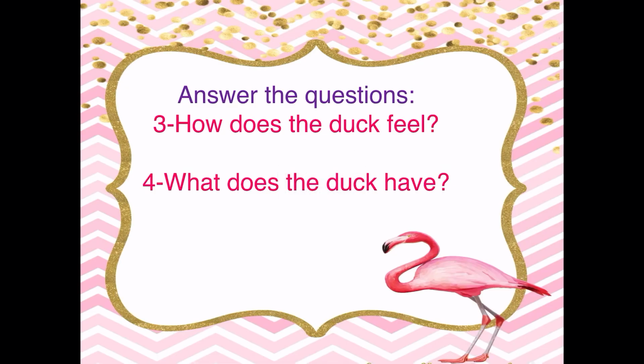And question number 5 and 6, how does the puppy feel and what does he have? You should answer these questions by yourself, my dear students. Answer number 5 and 6 as homework, okay? Now, number 1, how does the cub feel? It feels bad. What does the cub have? It has a toothache. How does the duck feel? It feels awful. What does the duck have? It has a headache. Number 5 and 6, you should do as homework, my dear students. Then send your answer to me, okay?